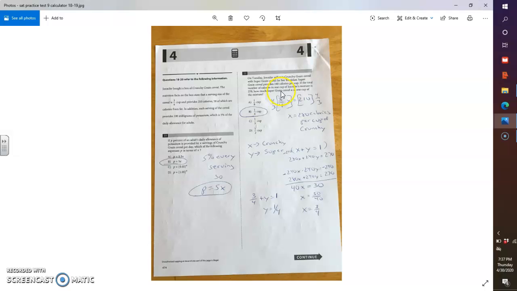Make sure you answer what they're asking. Okay? So what plus 3/4 will give you 1/4? So my answer is B.